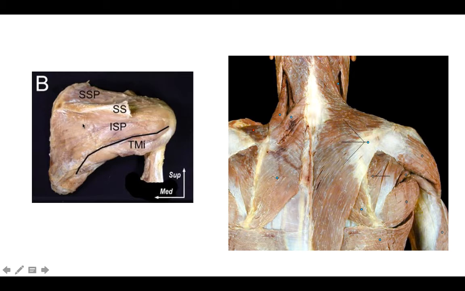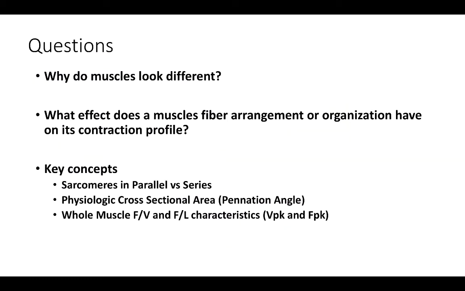As you do the dissections in the body, you're going to notice that these fiber directions are very different relative to their tendon origin and insertion as you study anatomy. So our questions are, why do muscles look different? What effects does a muscle's fiber arrangement or organization have on its contraction profile?